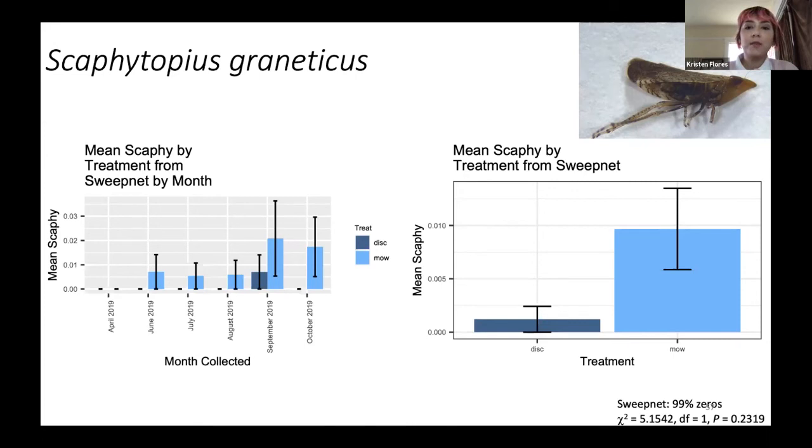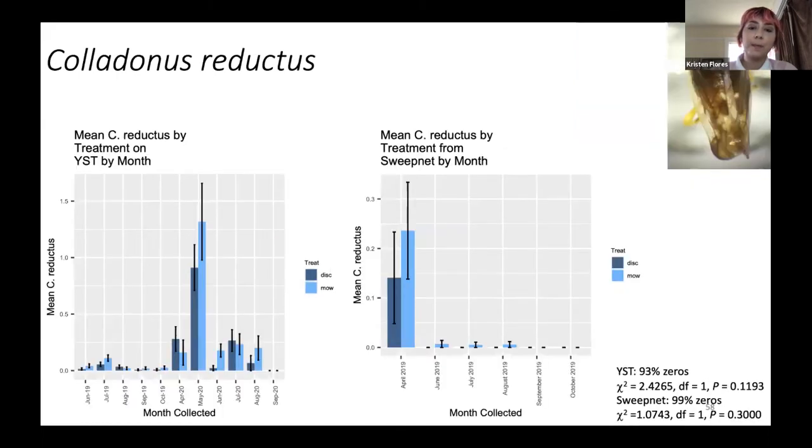The graph on the right compares disc and Moe on scaphi ground cover populations, and it would appear that they are found at much higher numbers in Moe. However, the scale is so small that this is actually not a significant difference.